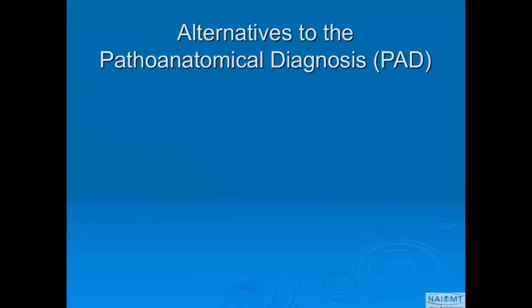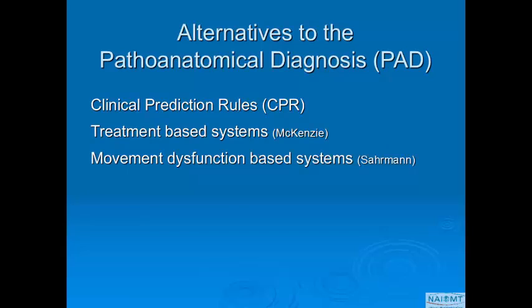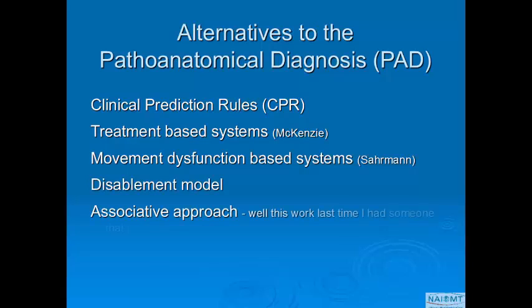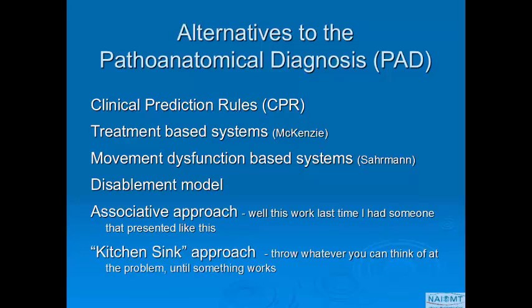There are alternatives to the pathoanatomical diagnosis. Of course, there are clinical prediction rules, treatment-based systems, movement impairment systems, the disablement model, the associative approach. This patient looks like the last patient I saw that presented like this, so I'll use what I used last time. Or the infamous kitchen sink approach, popularized by novice therapists who will throw anything they can think of at a problem until something works.